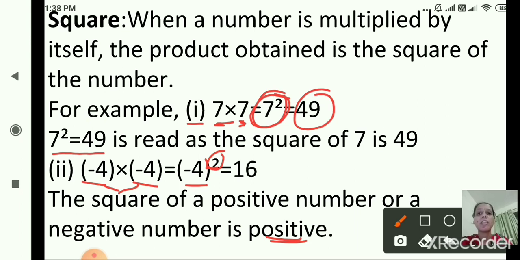Okay, hope you are clear with this concept. Square means when a number is multiplied by itself, the product obtained is the square of the number. So 7 square is 7 multiplied by 7, that is 7 7s are 49. Then the next example, minus 4 square means minus 4 multiplied by minus 4, which is 16, because minus minus becomes plus. So the square of a positive number or a negative number is a positive number. Now we'll move to the next part.